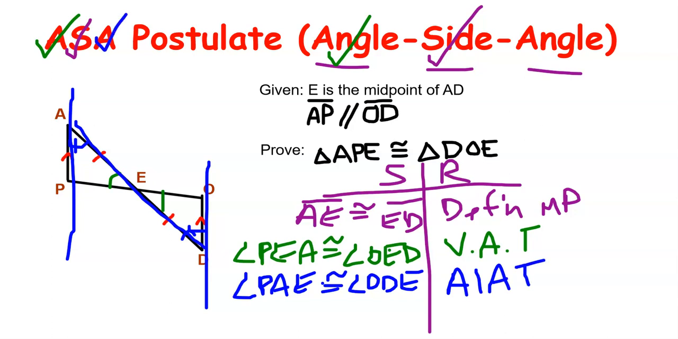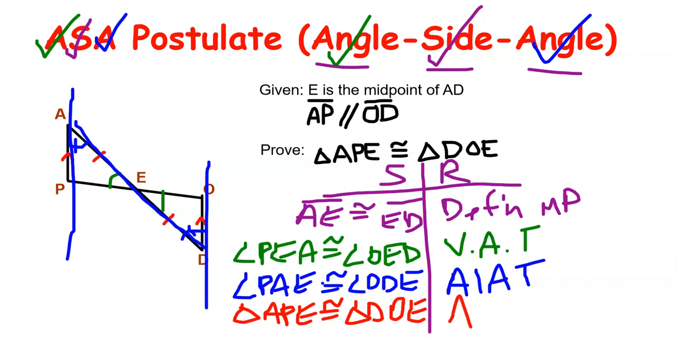And there we go. An angle, a side, and an angle with a side included are congruent between these two triangles, and that gives us what we wanted to show all along, which is that triangle APE is congruent to triangle DOE, O, not U, and that is by the angle side angle postulate.